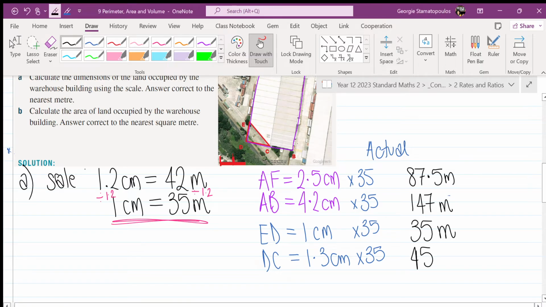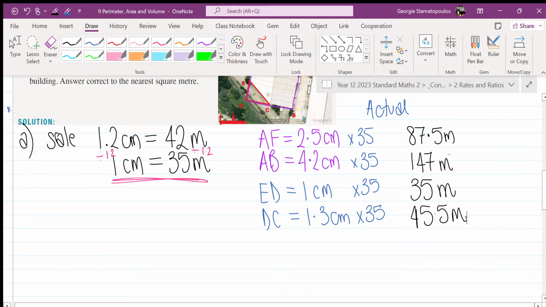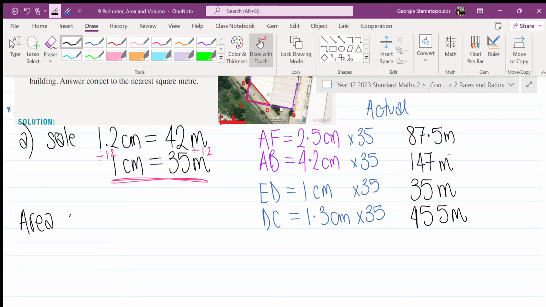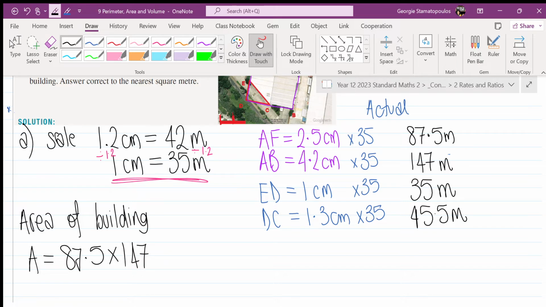So 45.5 metres. The reason I'm doing that is because we need to find the area of the rectangle, subtract the triangle, to find the area occupied by the warehouse of the building. So that's what we're going to do here. Area of building. A equals 87.5 times 147.